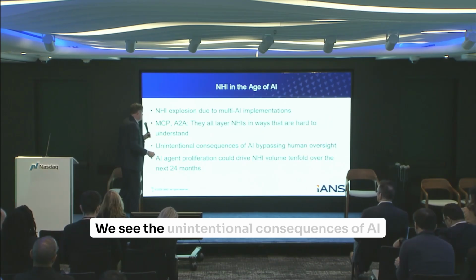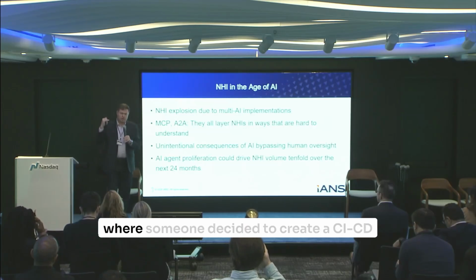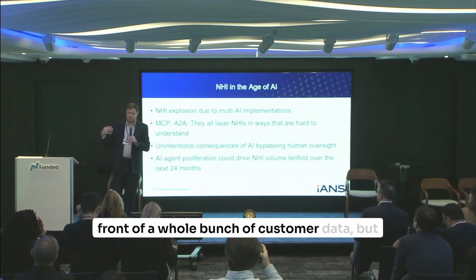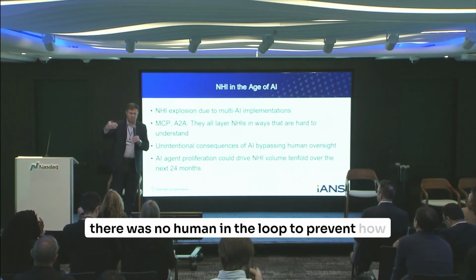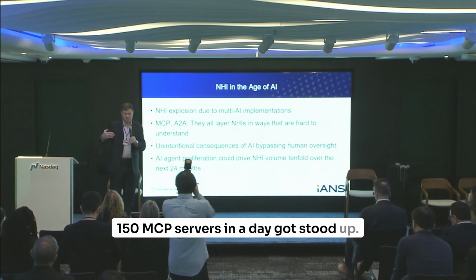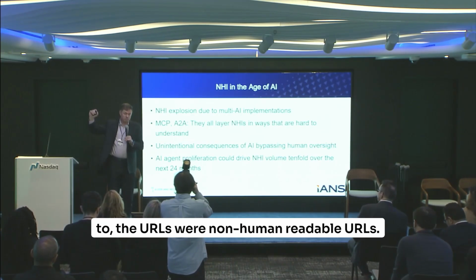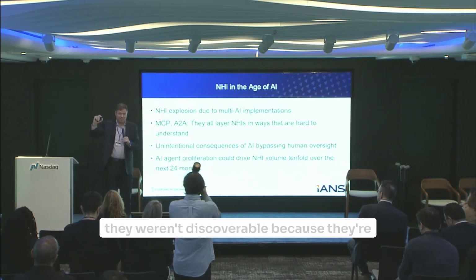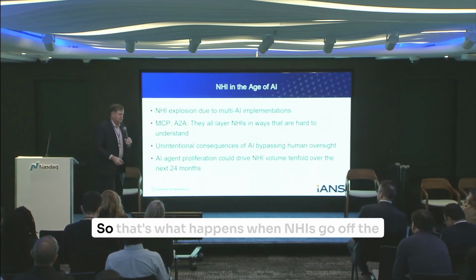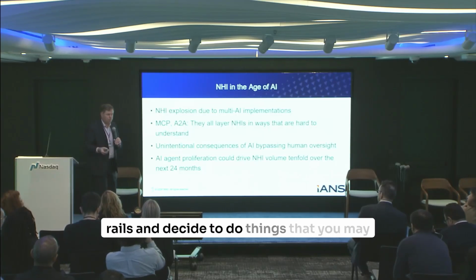We see the unintentional consequences of AI bypassing human oversight. A case that I'm working on right now was where someone decided to create a CI/CD pipeline that would create MCP servers in front of a whole bunch of customer data, but there was no human in the loop to prevent how many MCP servers got stood up. 150 MCP servers in a day got stood up. And by the grace of whatever deity you pray to, the URLs were non-human readable URLs. They were in GCP and they were public, but they weren't discoverable because they're hexadecimal URLs and not human readable ones. So, that's sort of what happens when NHIs go off the rails and decide to do things that you may not be aware of.